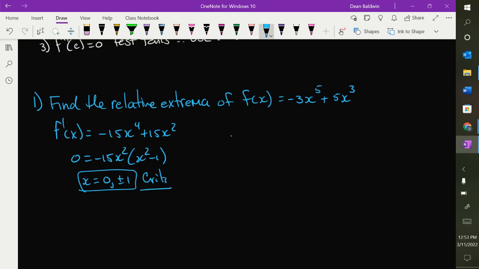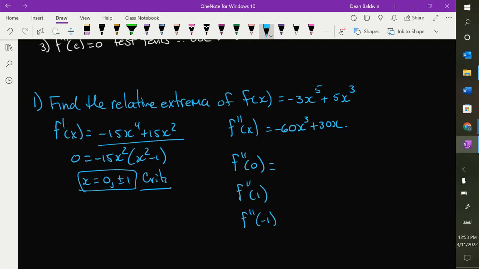I then take the second derivative of this. I'm going to get negative 60x cubed plus 30x. I don't care about the possible points of inflection. That's not what this test is for. It's to tell me if I have a max or a minimum. So then all you do is you put your critical numbers into the second derivative. I go f double prime of 0, f double prime of 1, f double prime of negative 1.